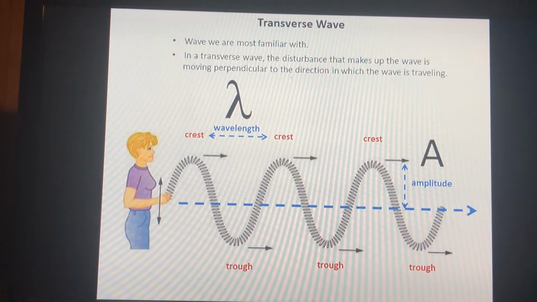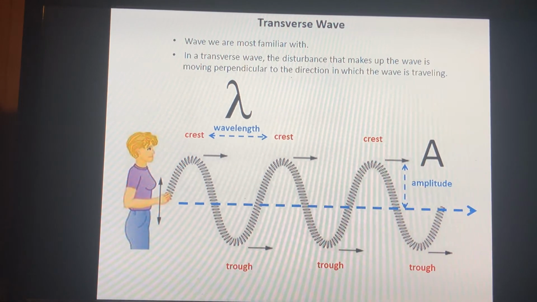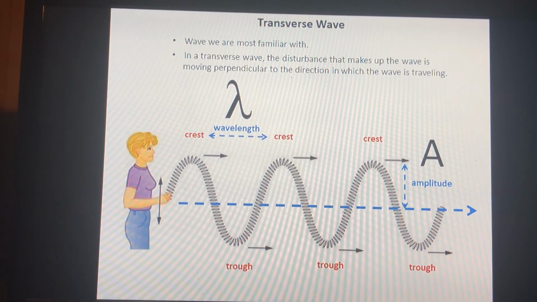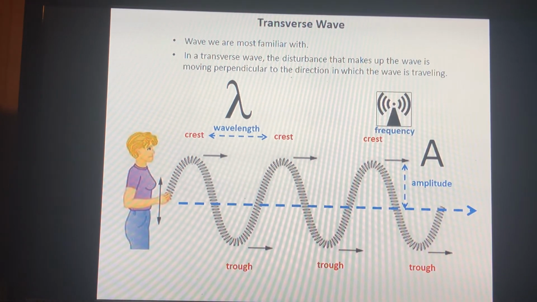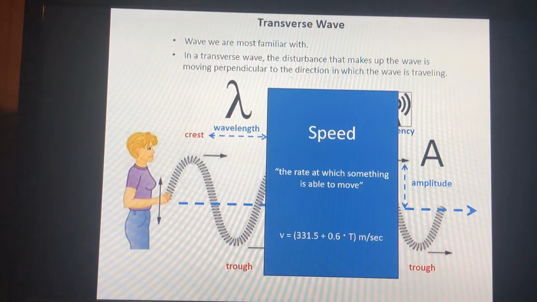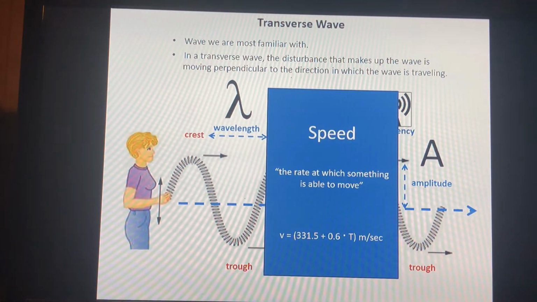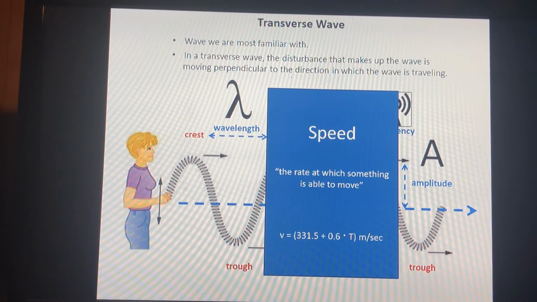Yay! All right, so far we have talked about wavelength, we have talked about amplitude, we have talked about frequency, and now we're going to talk about speed. Remember that speed is the rate at which something is able to move.